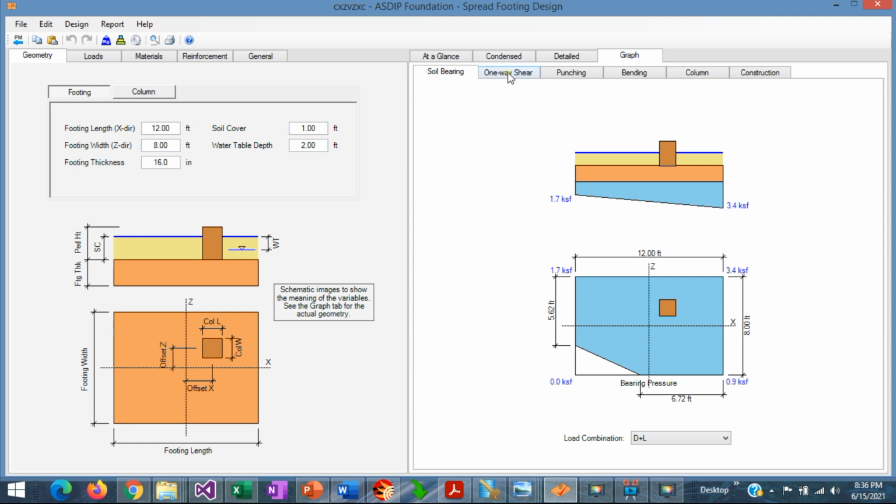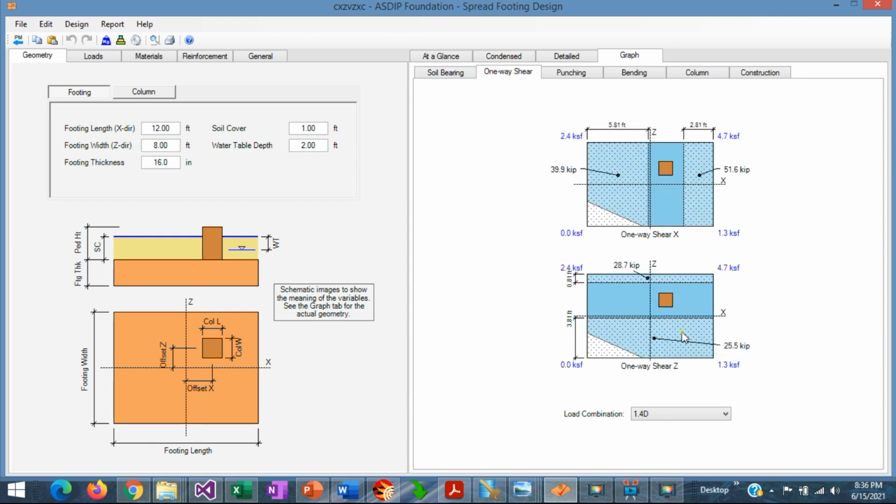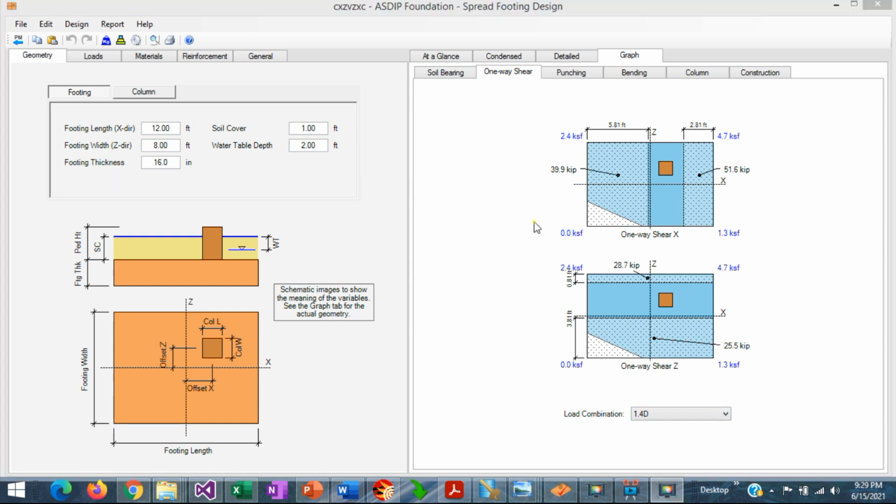But if we go to the one-way shear, these loads are factored. So these are the factored load combinations. And the controlling load combination is 1.4 dead. Please note that this footing is in partial bearing. This white triangle is not in contact with soil. The program calculates the shear as the volume of this irregular solid under the footing, 39.9 kips. On the other side, 51.6 kips.